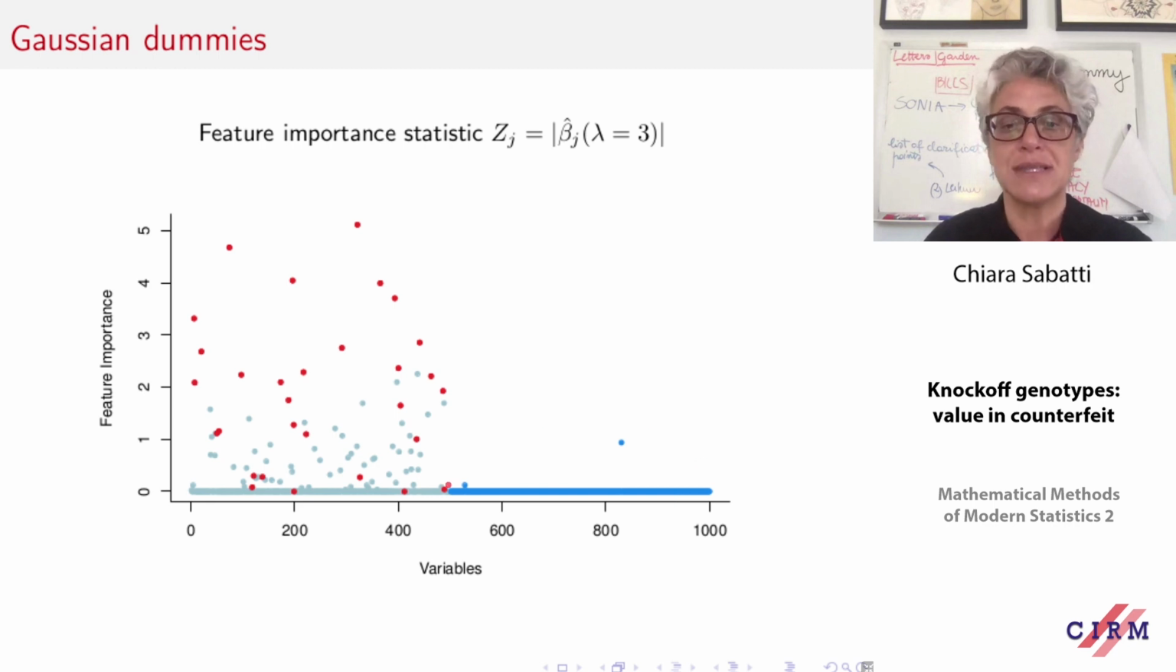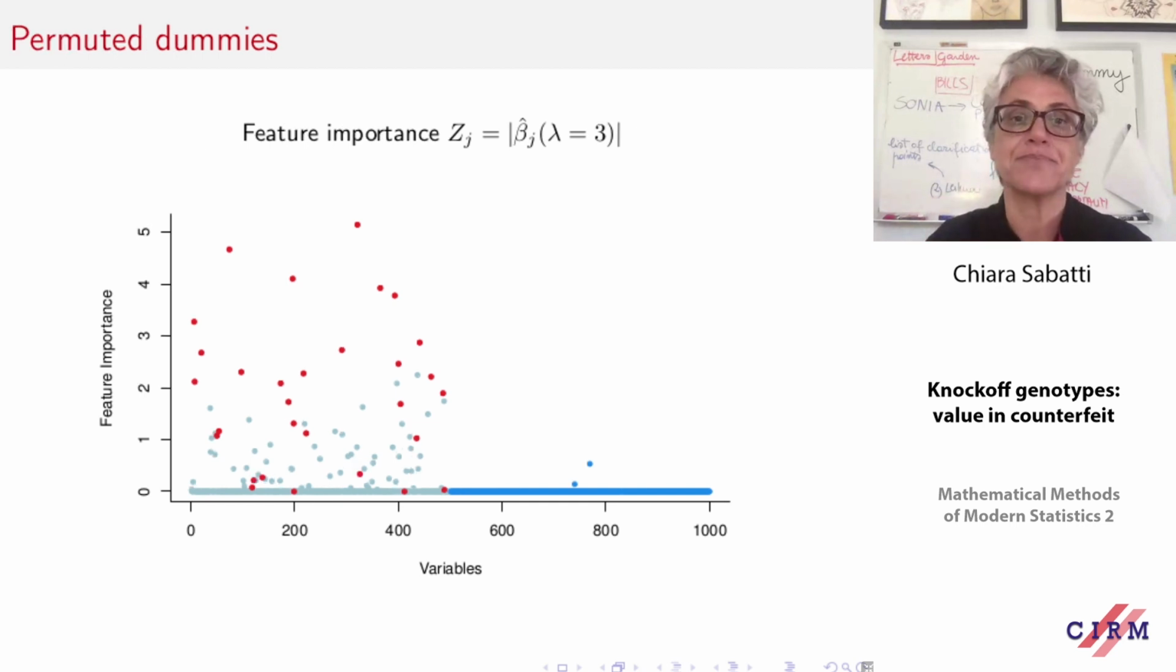However, you can also see that the distribution of these dark blue dummy variables is fundamentally different from the distribution of the pale blue ones here. So if I'm going to use the dark ones to understand what happens to the blue ones and when to stop, I'm not going to have a very informative set of controls, because these dummy variables are very different from the null variables in my original data set.